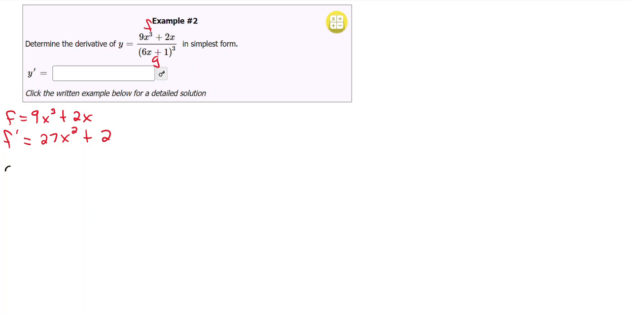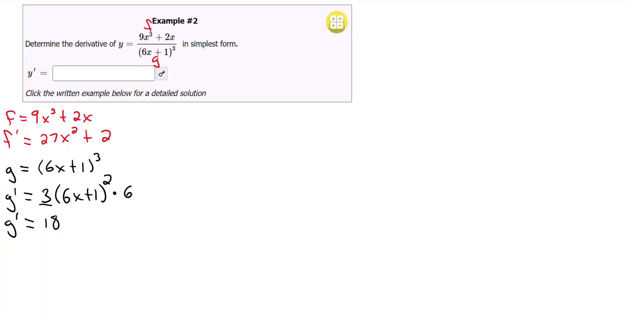So now let's do g. g is 6x plus 1 to the power of 3. And then g prime. Now we are going to have to do the chain rule here. If we do the derivative of the outside function first, 3 times 6x plus 1, to the power of 2. Okay, so that's the derivative of the outside function. And then don't forget, we have to multiply that by the derivative of the inside function. The inside function here is 6x plus 1, so that would be just 6 for the derivative. Writing it a little differently, I'm just going to multiply the 3 and the 6. So now we have 18 times 6x plus 1 squared.